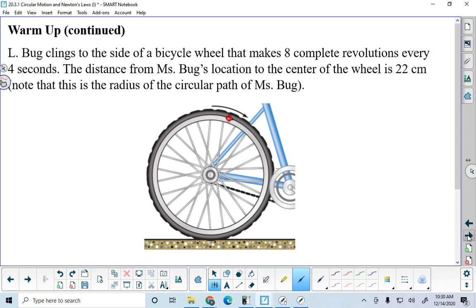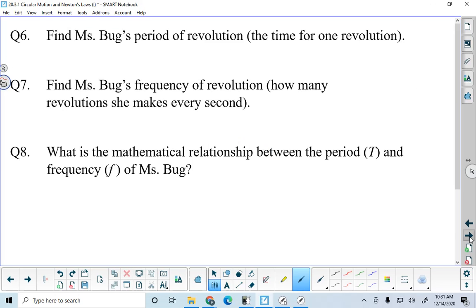All right, now we can continue with the warm-up. A bug clings to the side of a bicycle tire that's making 8 complete revolutions in 4 seconds. And the distance from the center of rotation to where the bug is, is 22 centimeters. By the way, we probably want to use meters here, so you can write 0.22 meters. First question, what's the bug's period of revolution? How long does it take for her to go around once?